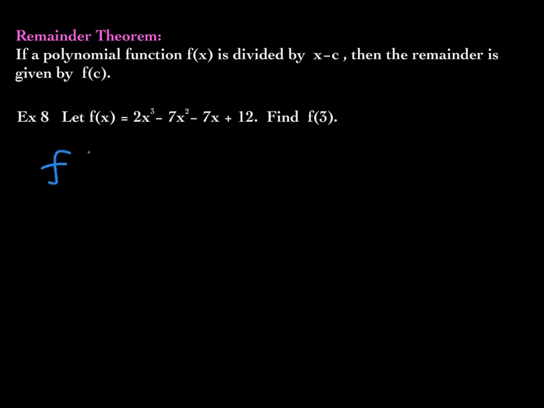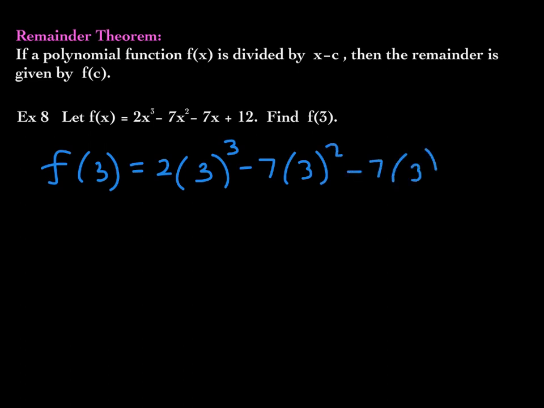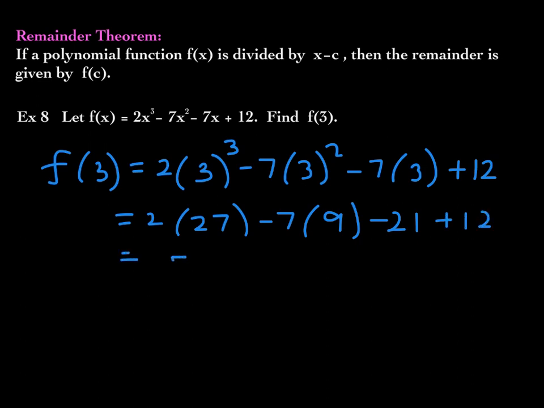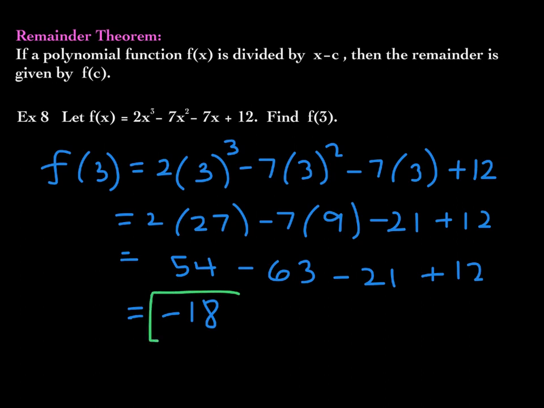We would plug 3 into the function, right everybody? So 2 times 3 cubed minus 7 times 3 squared minus 7 times 3 and then plus 12, right? And this is still fine. It's just that it is a lot of arithmetic. It's very easy to make a mistake. But it would be like this, right? Follow order of operations. There we have it. And so when you add all this together, you get negative 18. That's the answer, right? That's the evaluation for f of 3.